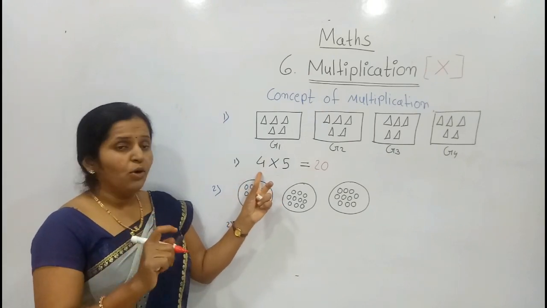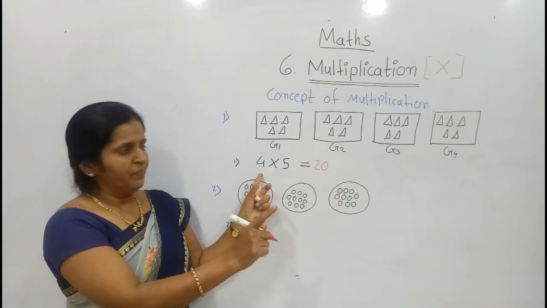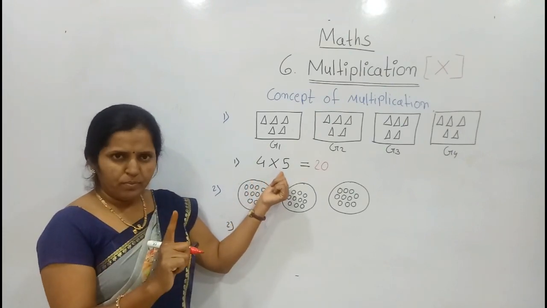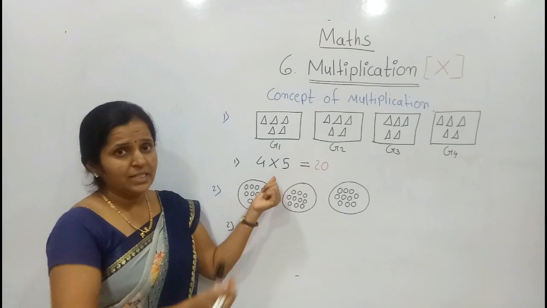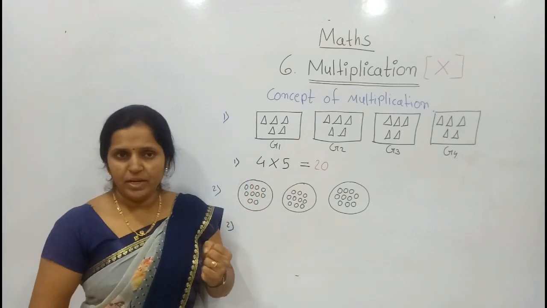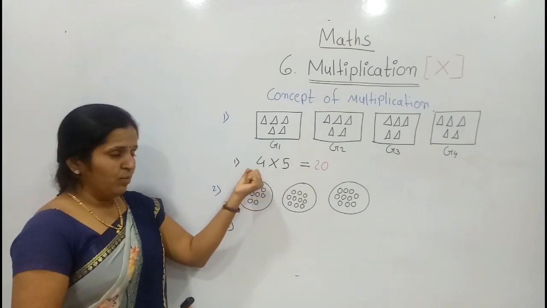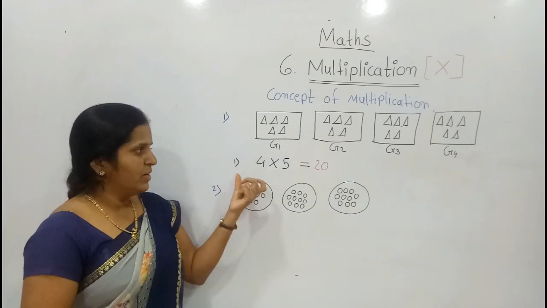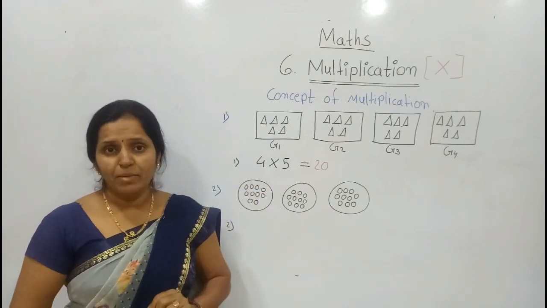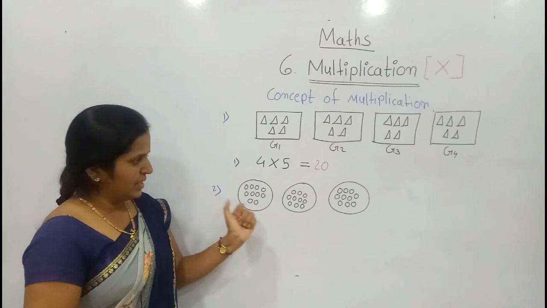What is the rule of multiplication? Firstly take the number of groups. How many groups are given? 4 groups. In each group, count how many objects are given. And let's do the multiplication with the help of the table. But one more important thing is, for the multiplication, you must know the tables. Okay? This is the first example.